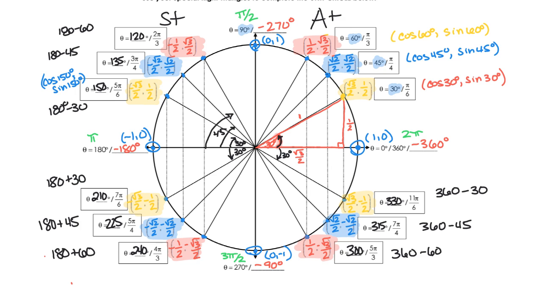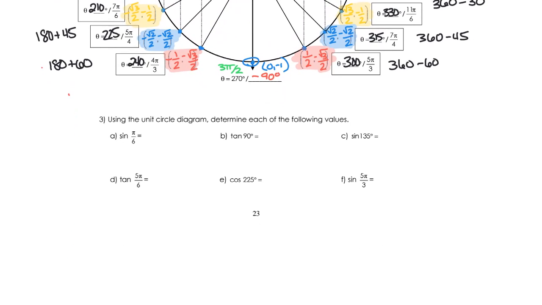All right, those are the only angles that we use that have exact values for their coordinates. All the other ones we use decimal approximations for. Okay. All right, so we'll come down here and we'll do some questions. It says using the unit circle diagram, determine each of the following values. And so the first one up is sine of pi over 6.